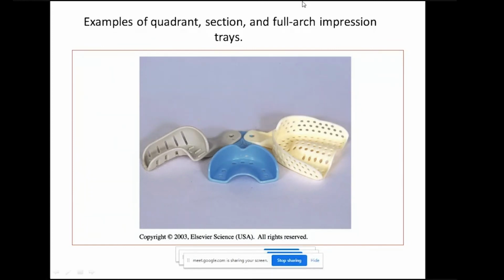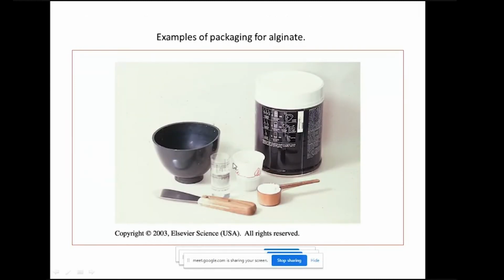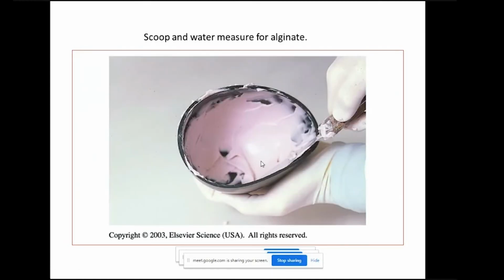These are examples of impressions. This is the full arch impression. This is a sectional impression. This is the quadrant impression. This is the rubber bowl, spatula, marker, water, powder. This is the alginate impression material.